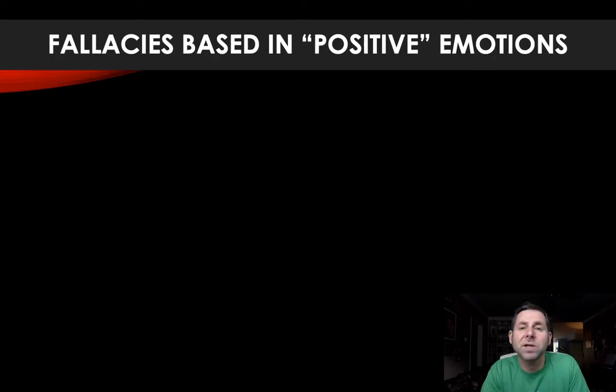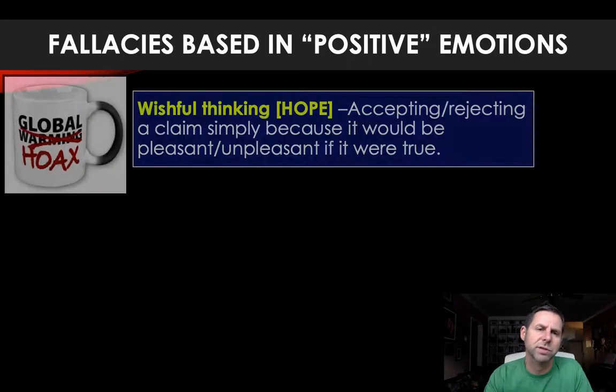The next one is now a series of fallacies based in positive emotions. The previous ones assumed that anger, fear, and wanting social approval are negative. Here we're talking about emotions that are usually considered positive, but that doesn't mean they can't lead you to making bad decisions. So think of hope.